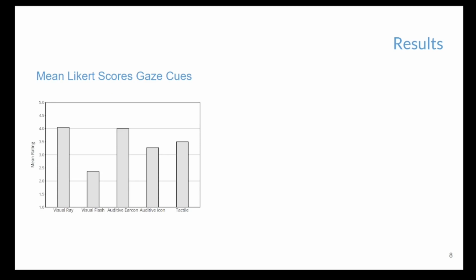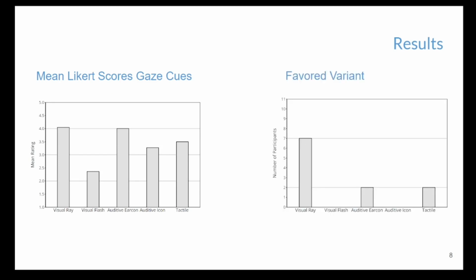Participants rated the 5 different gaze cue variants on a Likert scale. On the left side, you see the rankings with visual ray rated as best, followed by the auditory earcon. On the right side, you see the variants favored by the participants. Each participant should choose 1 variant. 7 people chose the visual ray and 2 people the auditory earcon and tactile cue.